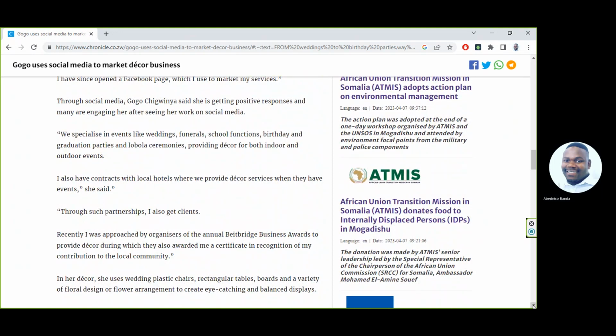Through social media, Gogo Chigwinya said she is getting positive responses and many are engaging her after seeing her work on social media. "We specialize in events like weddings, funerals, school functions, birthdays, graduation parties and lobola ceremonies, providing decor for both indoor and outdoor events. I also have contracts with local hotels where we provide decor services when they have events," she says. "Through such partnerships, I also get clients. Recently, I was approached by organizers of the annual Bedbridge Business Award to provide decor, during which they also awarded me a certificate in recognition of my contribution to the local community."